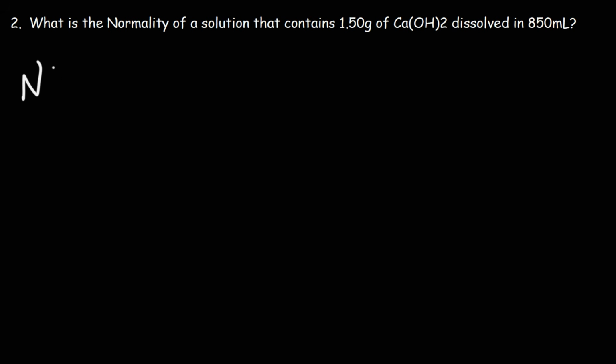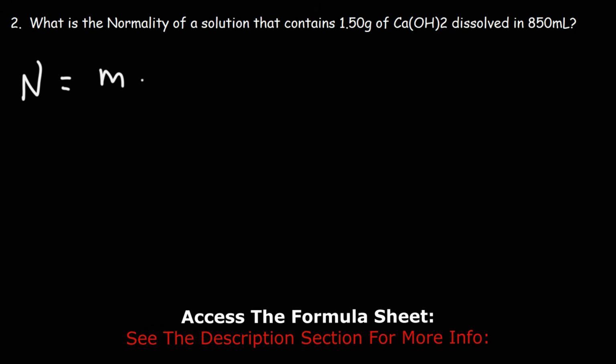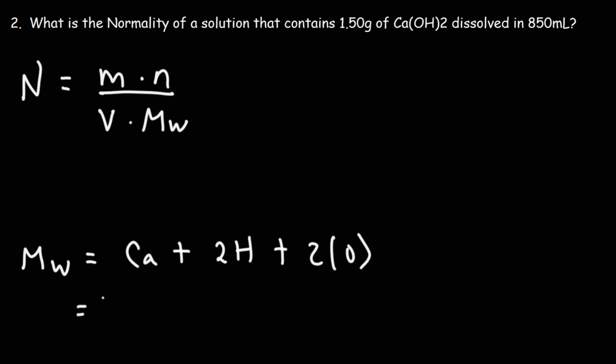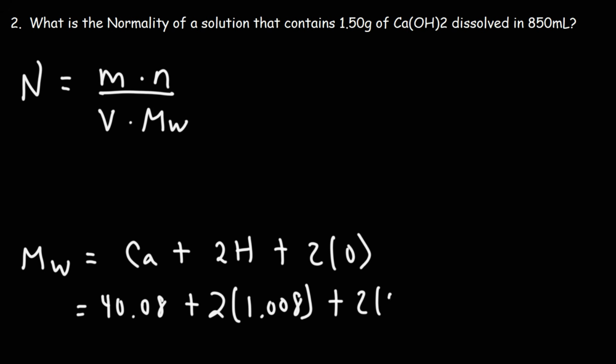But let's begin with the formula. The normality is going to be the mass of the solute times N divided by the volume of the solution in liters times the molecular weight of the solute. So let's begin by calculating the molecular weight. So for calcium hydroxide, we have 1 calcium atom, we have 2 hydrogen atoms, and 2 oxygen atoms. So the atomic mass of calcium is 40.08. For hydrogen, we know it's 1.008, and then times 2, and for oxygen, it's 16.